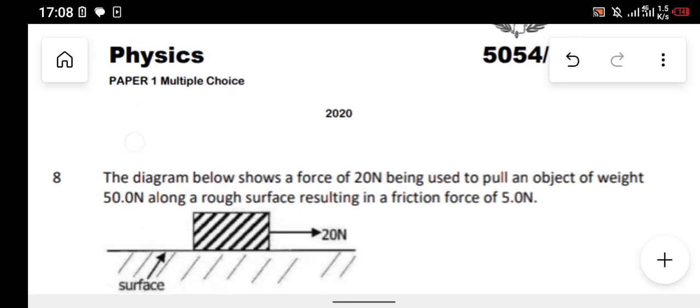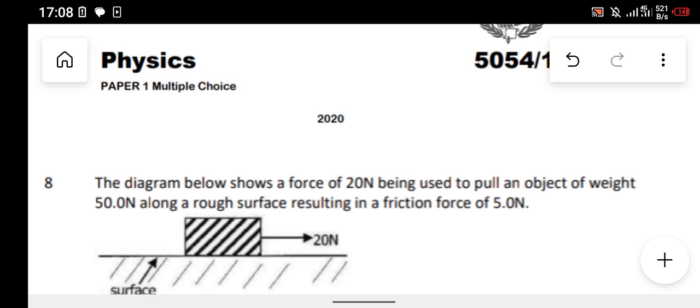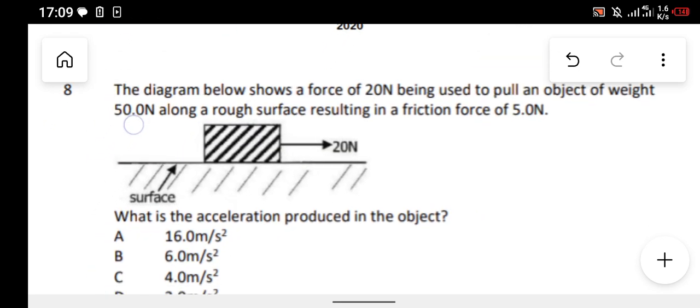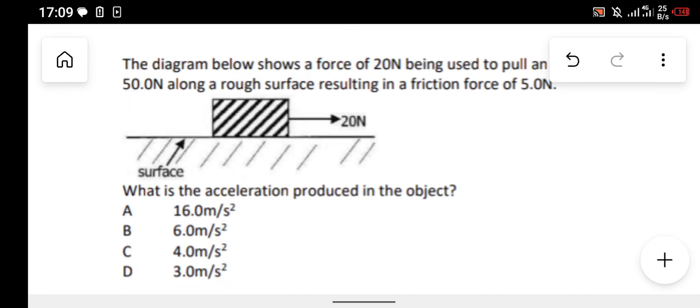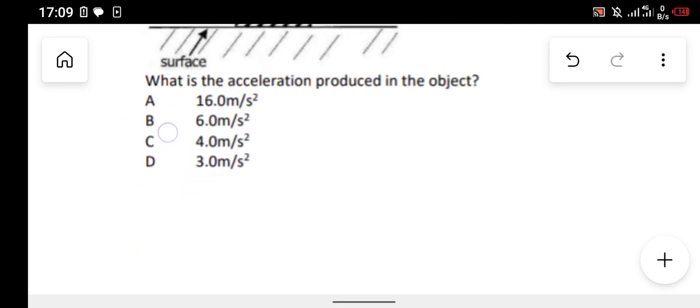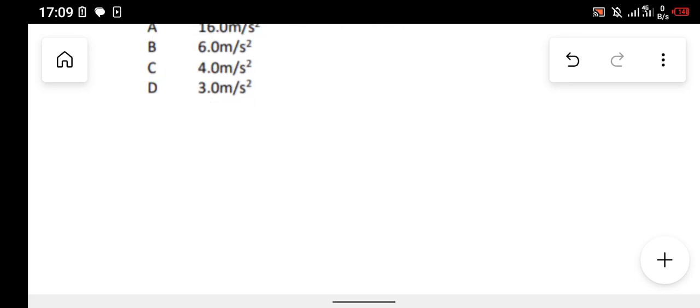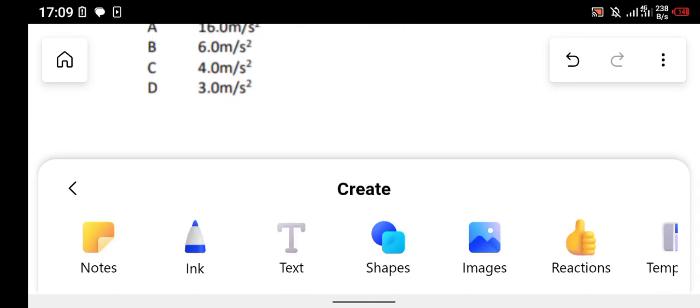Okay, so the question reads, the diagram below shows a force of 20 newtons being used to pull an object of weight 50 newtons along a rough surface, resulting in a friction force of 5.0 newtons. That's the statement, and this is our diagram right there. The question goes on saying, what is the acceleration produced in the object? So we're going to use the formula for finding force to get our acceleration.